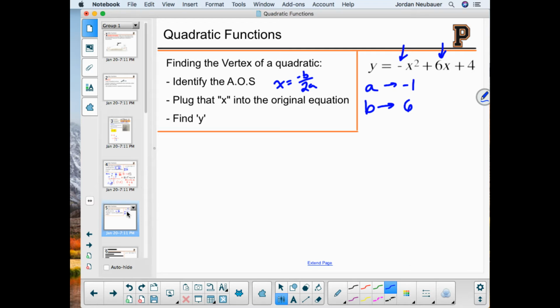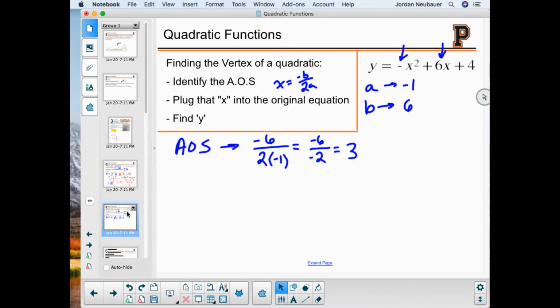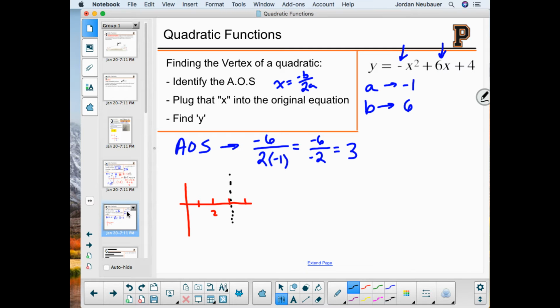So to start off by just finding AOS, okay, we're going to do opposite B, so negative 6 over 2 times negative 1. That will be, let's see, negative 6 over negative 2. That simplifies to the number 3. That means that this quadratic would be symmetrical at the x value 3. So again, you can sketch it out. Let's say here's 1, here's 2, here's 3, and here's 4. You know that this thing should be symmetrical with that vertical line.